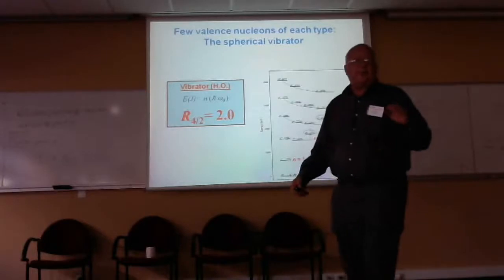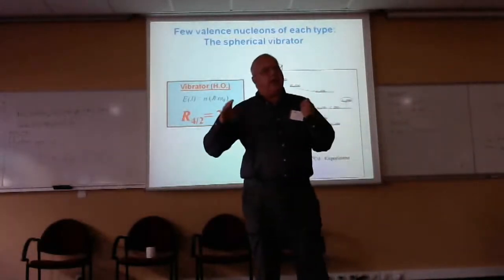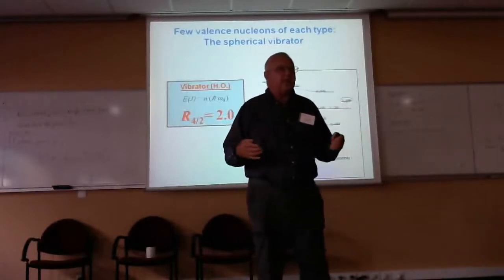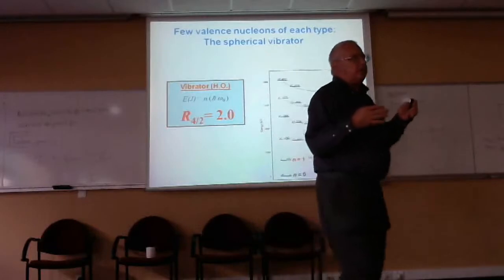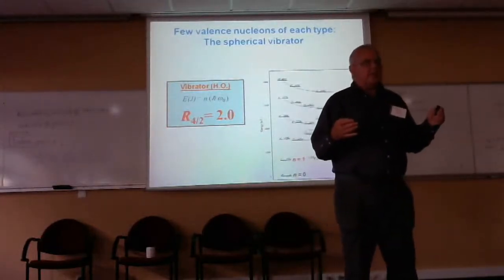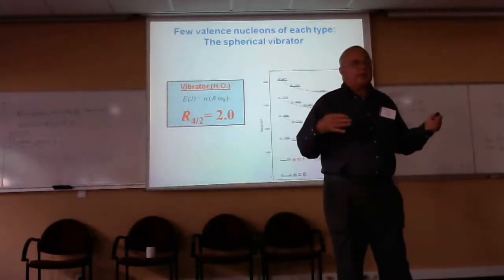There's a difference between a collective model and a microscopic model. A microscopic model means nucleons and their interactions. With collective models, almost invariably, you cannot predict the scale. You have to put that in. With microscopic models, the scale should come out.